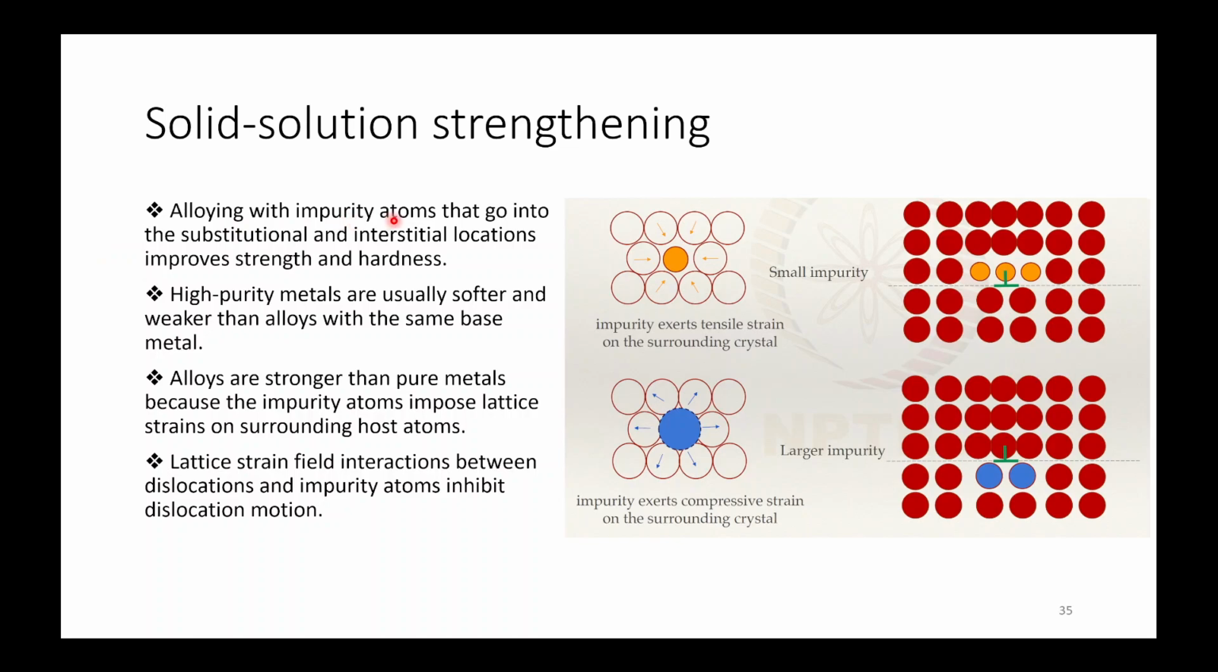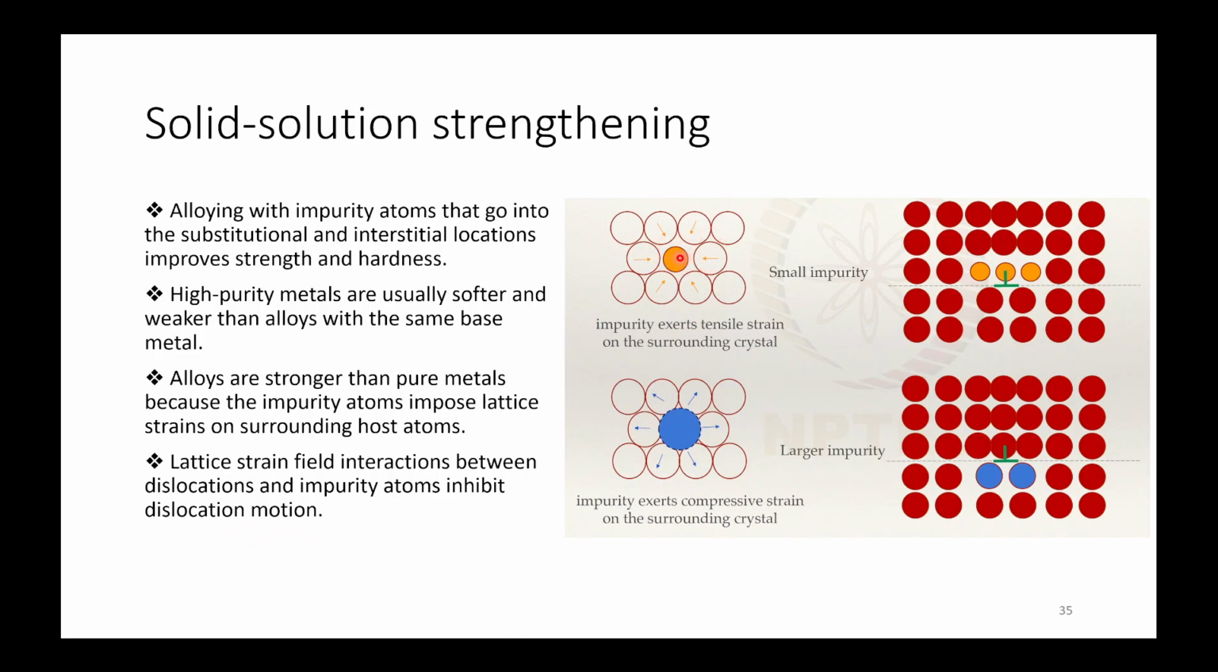So alloying with impurity atoms that go into substitutional and interstitial locations improves strength and hardness, and high purity metals are usually softer and weaker than their alloys, and this I covered earlier. So alloys are stronger because they impose some lattice strain on surrounding host atoms, and this lattice strain interacts with dislocations, which leads to strengthening, and impurity atoms inhibit dislocation movement.